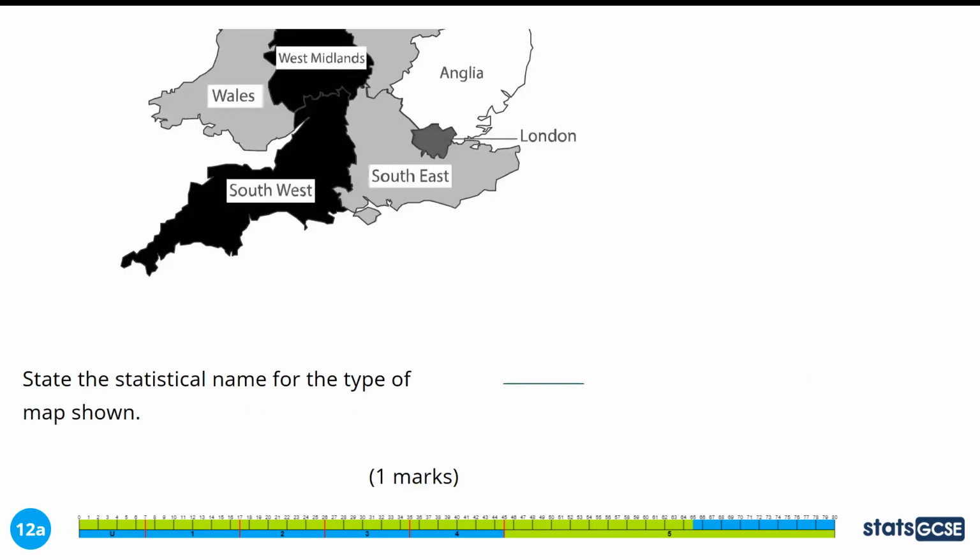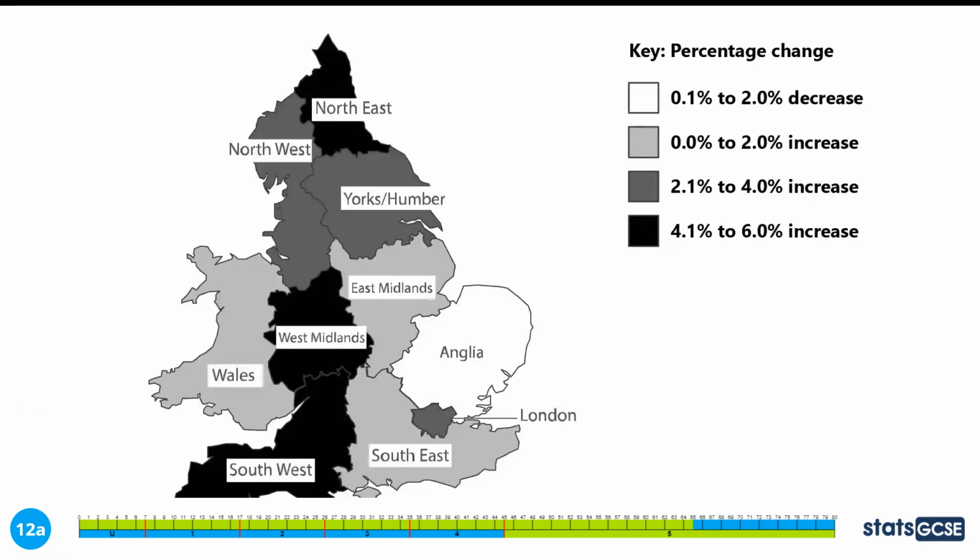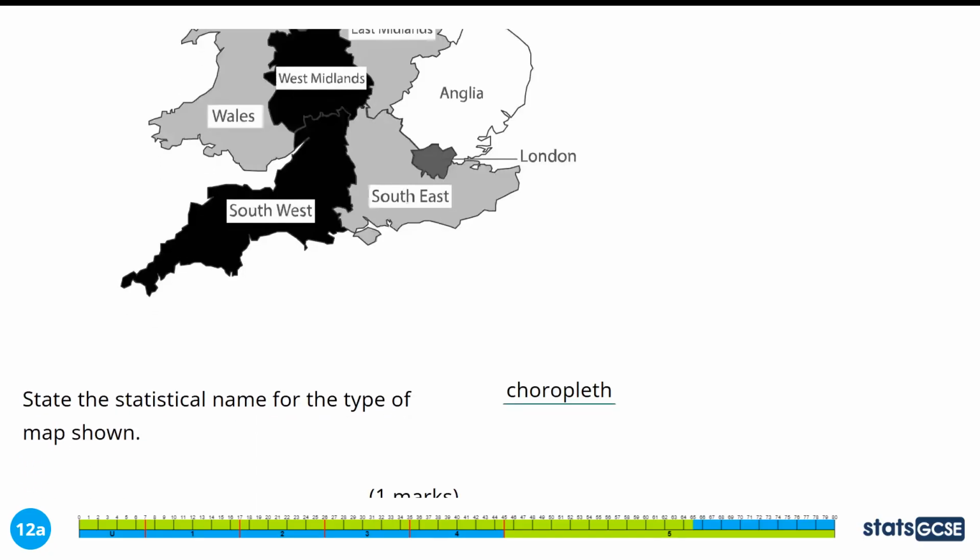State the statistical name for the type of map shown. A map that uses colour to show information is called a choropleth.